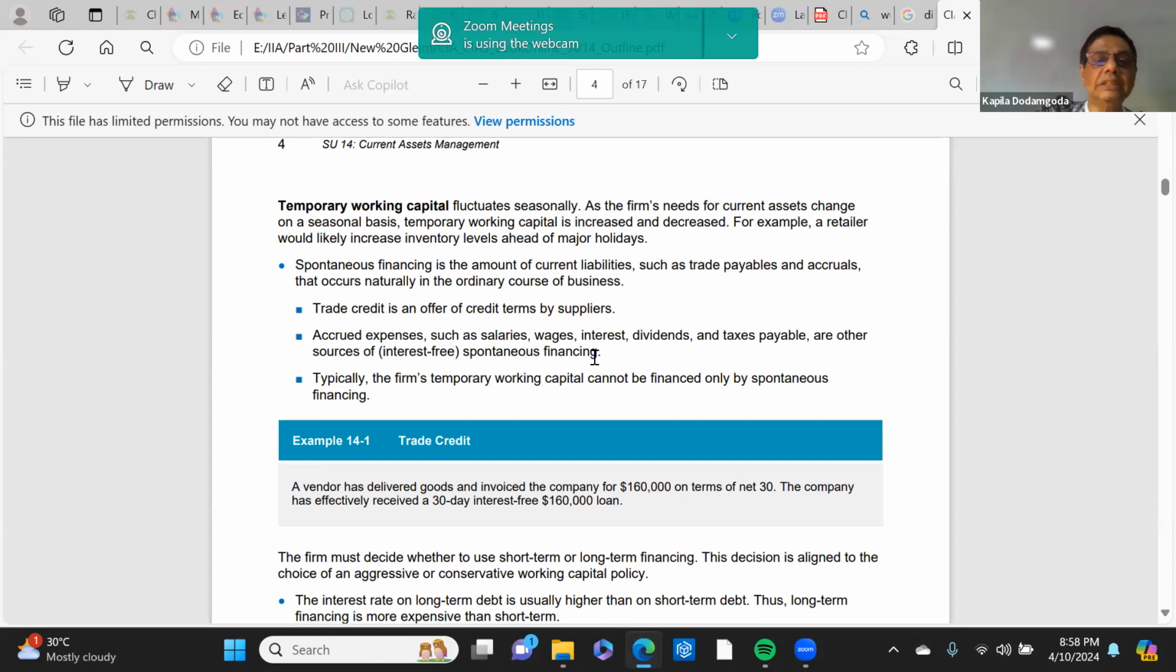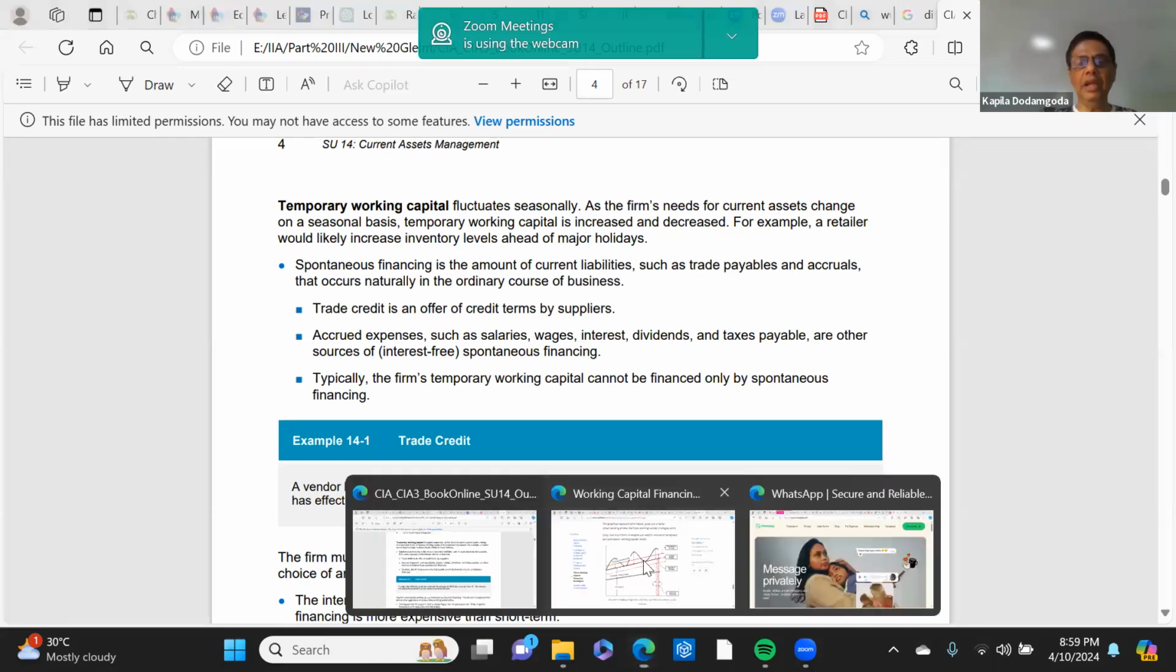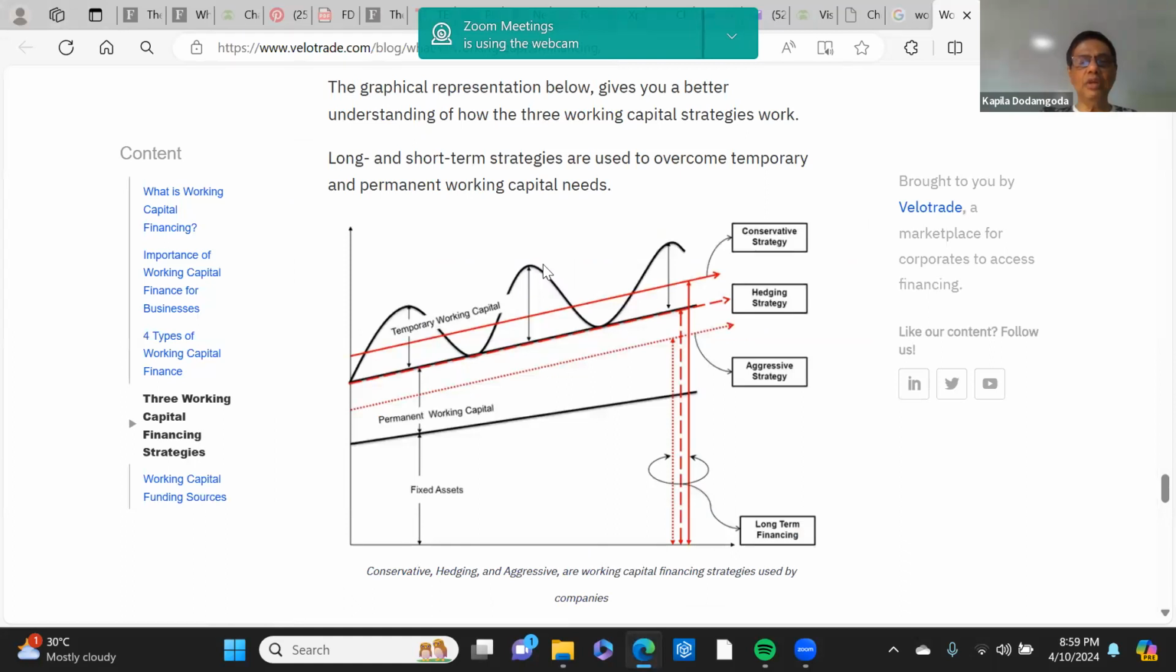Accrued expenses, whether salaries, wages, interest, dividends, or taxes payable, if you're not paying at that time, then that is also coming interest free. That is also spontaneous finance. Typically, a firm's temporary working capital cannot be financed only by spontaneous finance. So that is what we were showing in that diagram. It can't be fully funded through spontaneous financing typically.